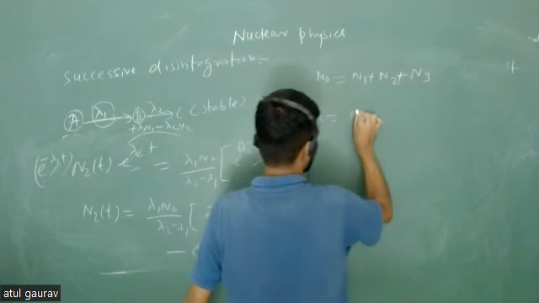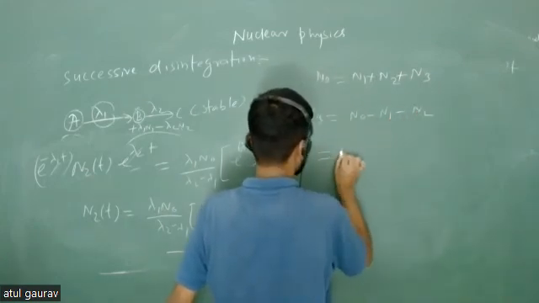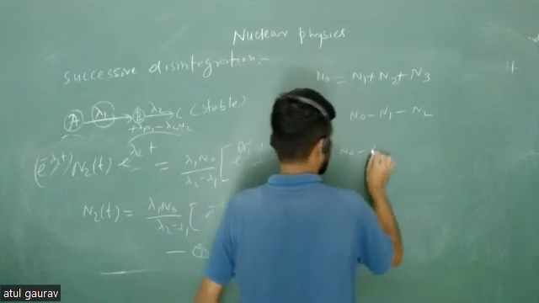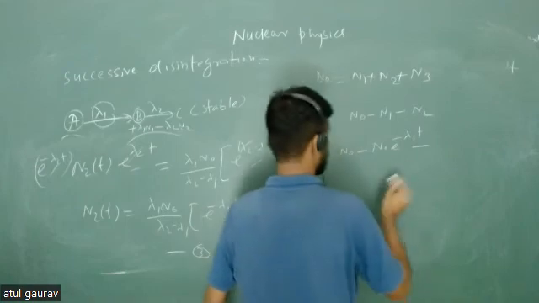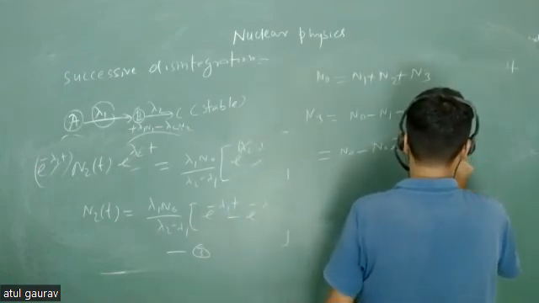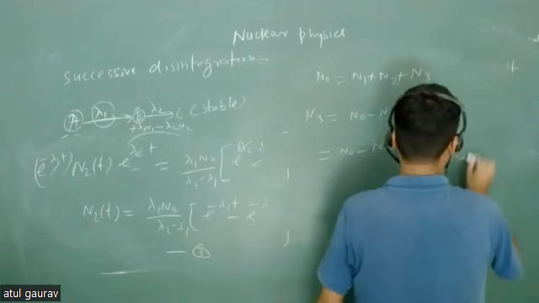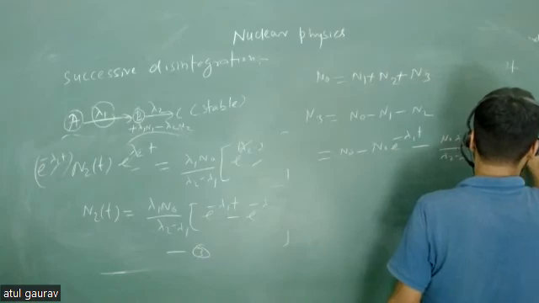Simply n0 minus n1 minus n2, right? Now you know everything. n1 is n0 exponential minus lambda 1 t. And n2, which you have just calculated, is n0 lambda 1 divided by lambda 2 minus lambda 1. Then you have the factor exponential minus lambda 1 t minus exponential minus lambda 2 t.